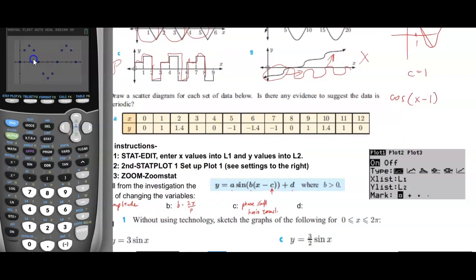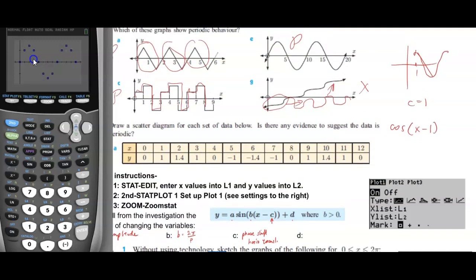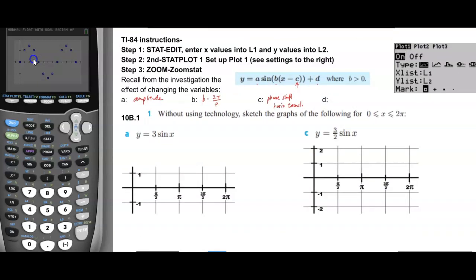See, cosine x minus 1, and I'm basically saying, okay, I want the function to start at x equals 1, okay? All right, and let's see, D is our mean line value. The mean line value, and that is also known as the vertical translation.